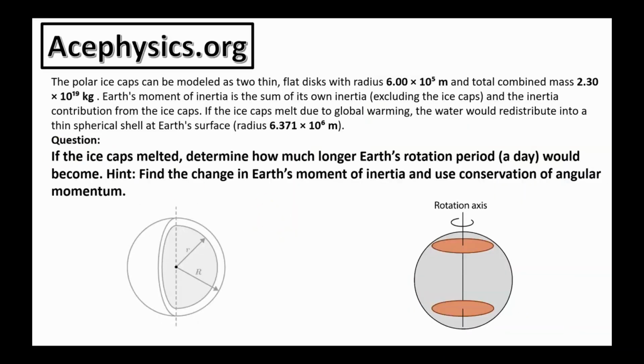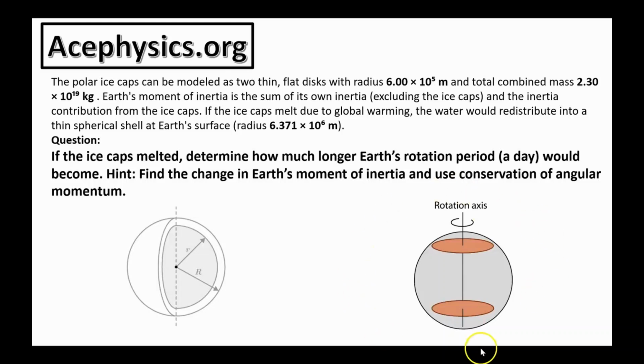Problem number 7. The polar ice caps can be modeled as two thin, flat disks with radius 6 times 10 to the 5th meters and a total combined mass of 2.3 times 10 to the 19th kilograms. Earth's moment of inertia is the sum of its own inertia and the inertia contributions from the ice caps. If the ice caps melt due to global warming, the water would redistribute into a thin spherical shell at Earth's surface. Question: if the ice caps melted, determine how much longer Earth's rotational period would become.